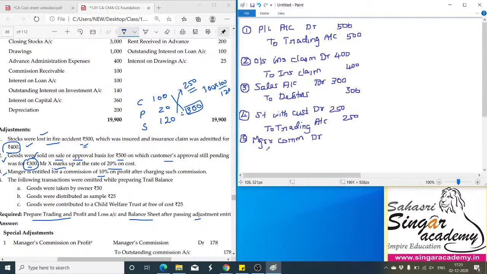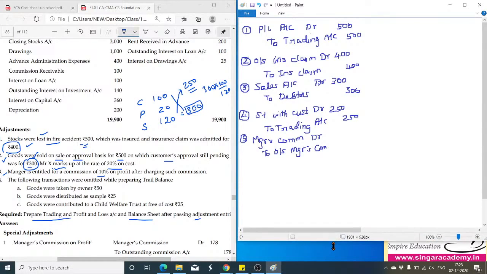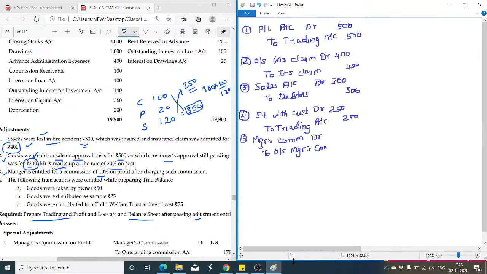Manager's commission account debit to outstanding manager's commission. We have to calculate it now only. That's why it is called outstanding yet. It's not at all paid. Is it okay? Then the last part, the fifth one, is where we have to find out the manager's commission and then post it here. As such, the value is not available now, so I just pass the entry only. Manager's commission account debit to outstanding manager's commission.